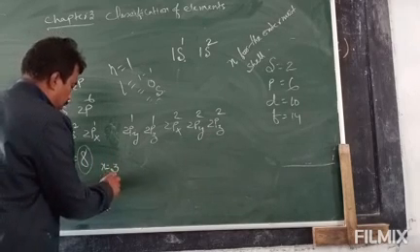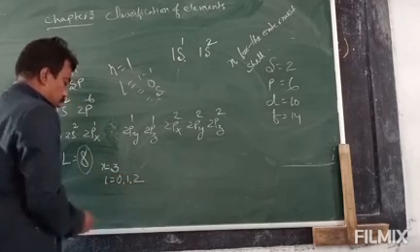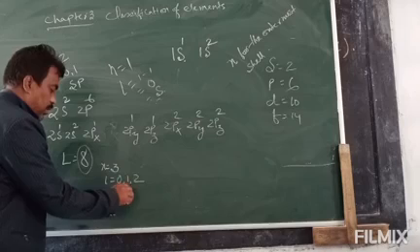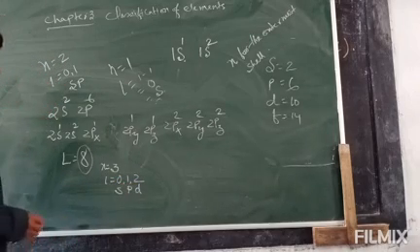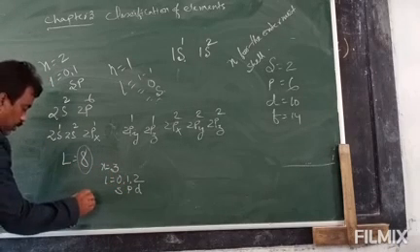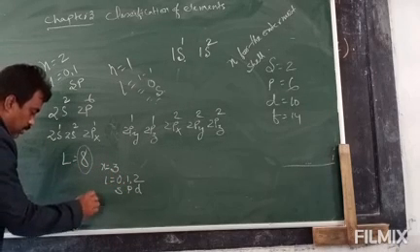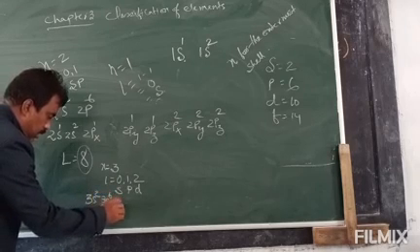So l becomes now 0, 1 and 2. That means we have s, we have p, we have d here. As we know, s can accommodate 2 electrons. So the electronic configuration here is 3s2, 3p6 and 3d.